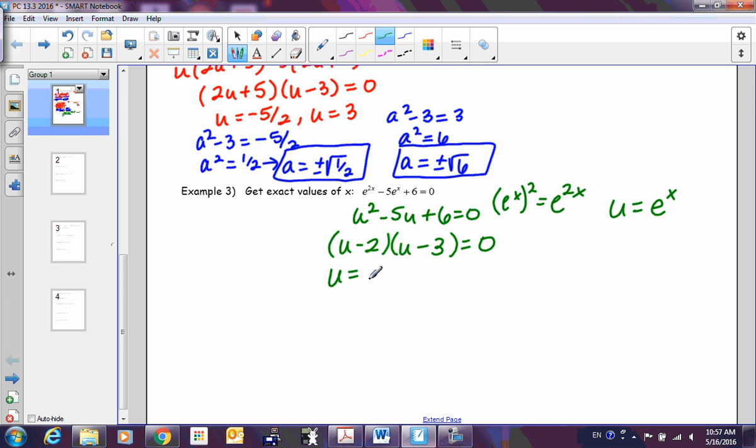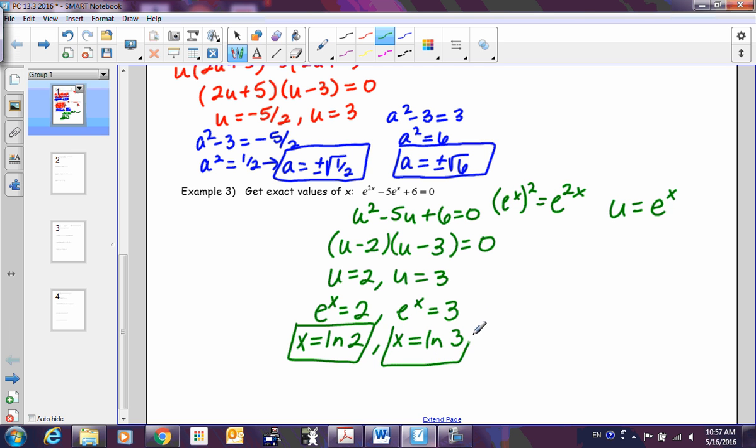All right, so then u equals 2, u equals 3, and now we substitute back in. e to the x equals 2, and e to the x equals 3. We did this part when we did our log chapter, because if e to the x equals 2, then that means log base e of 2 equals x, or you could say take the natural log of each side. And we end up getting these answers.